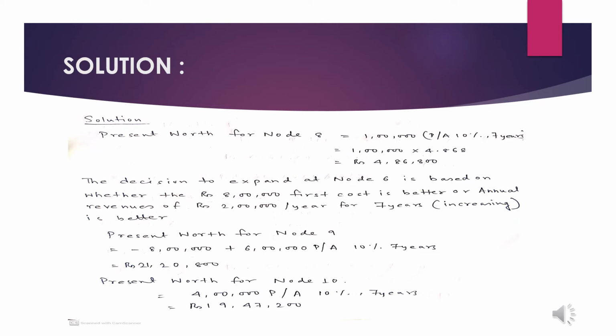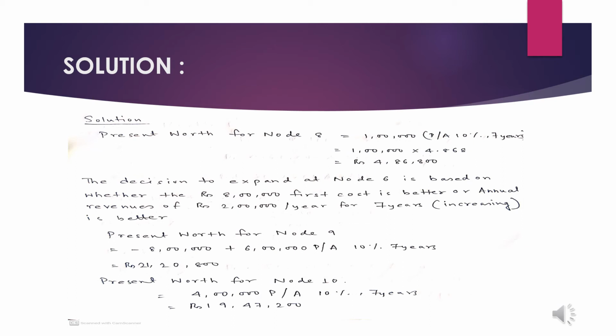To calculate that, for node 9, as we can easily see, we need to transfer all the values into present worth. So 8 lakh, since it is an initial investment, is already in present worth and a negative value. And for that 8 lakh we are getting back how much? 6 lakh per annum. That is an annual worth. Transferring that into present worth, given 10% and 7 years, after calculating we get the value of 21,20,800. This is for node 9.